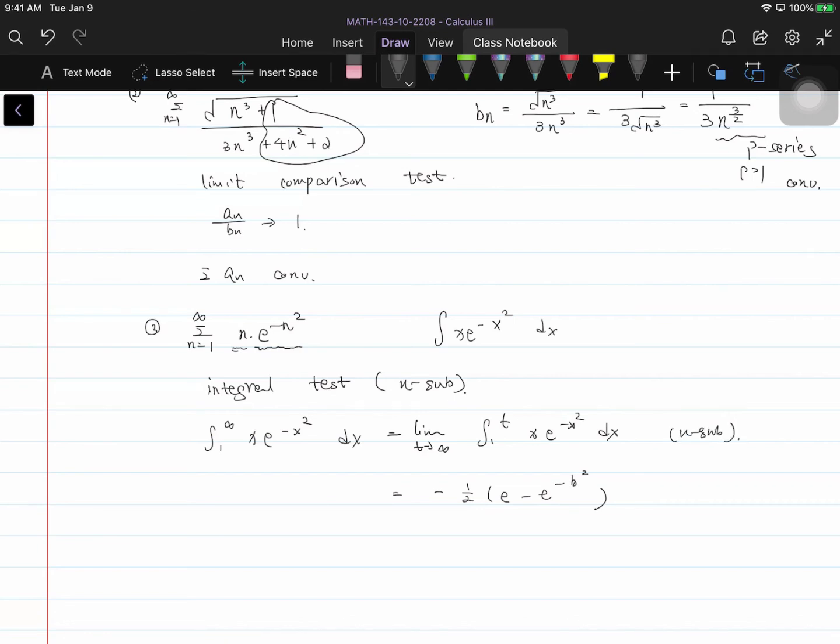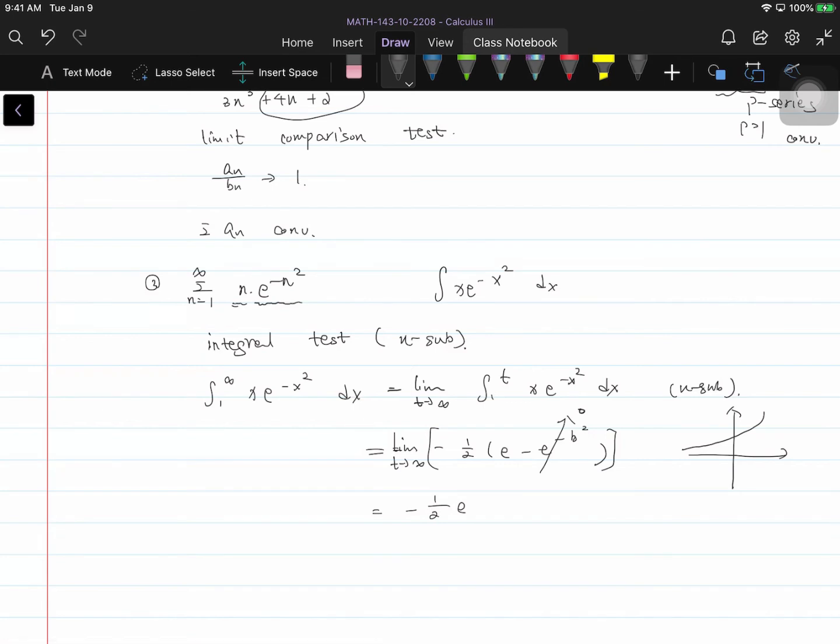Now let's take a look at the limit of this thing. The limit of e to the negative infinity goes to 0, so this term goes to 0, and the result is negative 1/2 times e. So the integral converges, then our series converges.